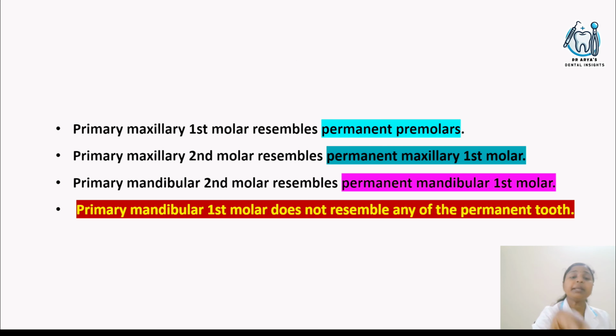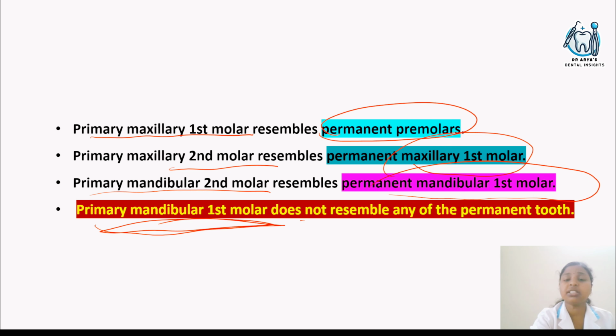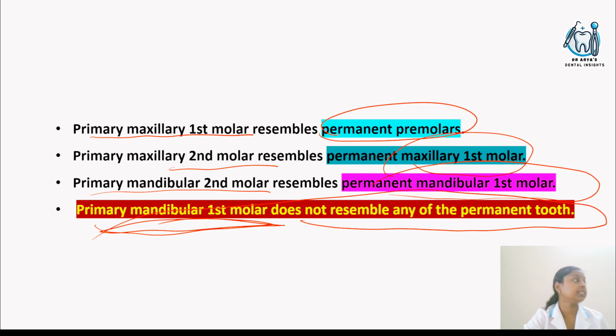So the primary maxillary first molar resembles the premolars. Then the maxillary second molar resembles the maxillary first molar. The mandibular second molar resembles the mandibular first molar. But the primary mandibular first molar does not resemble any of the permanent teeth. So it is the answer. So primary mandibular first molar is the answer. It does not resemble any of the permanent teeth.